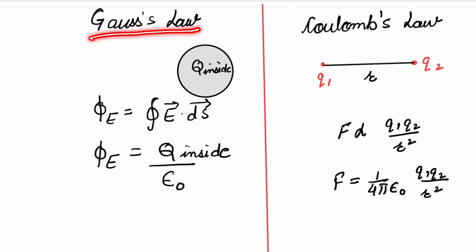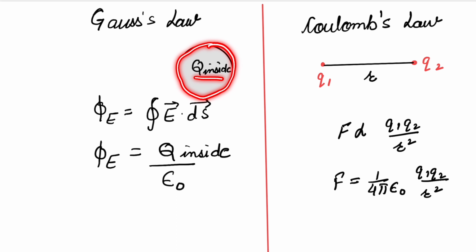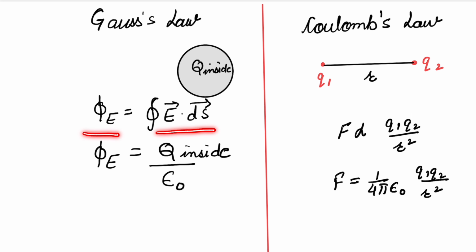Gauss law is used to calculate phi E. Phi E represents the total electric flux over a closed surface S. Suppose this is any closed surface. Q inside is the total charge present inside this surface. Then the electric flux is given by the surface integral of the dot product of the electric field and the area vector. Here ds represents the area vector. Then phi E is equal to the total charge inside the surface divided by epsilon naught.